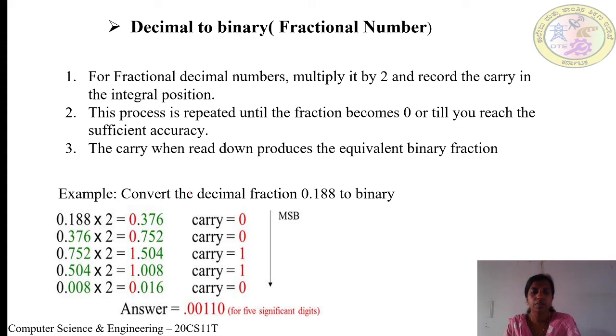Take an example. Decimal fraction 0.188 to binary. Take 0.188 and multiply by 2 according to the first step. It is equal to 0.376. So take the value 0 and put as a carry. Next, take the previous value 0.376 into 2 is equal to 0.752. So take the value 0 and put as a carry. Next, 0.752 into 2 is equal to 1.504. So take the value 1 and put as a carry.